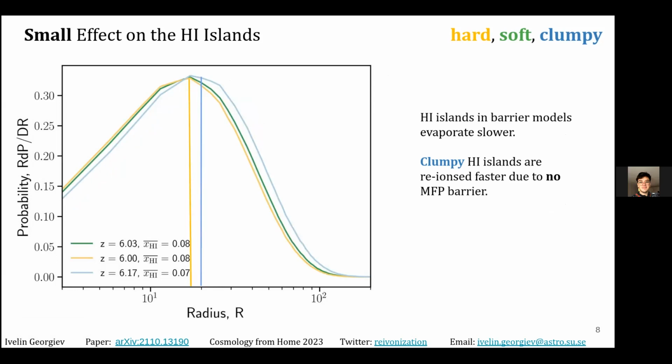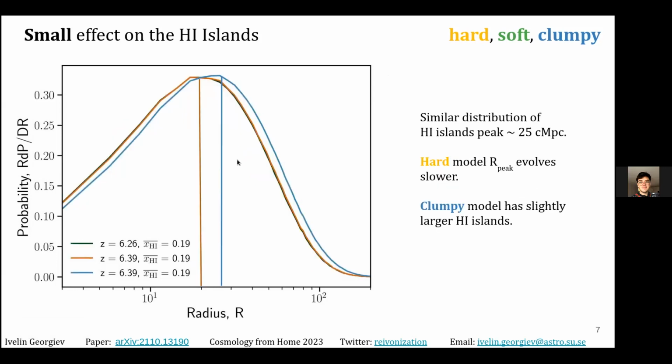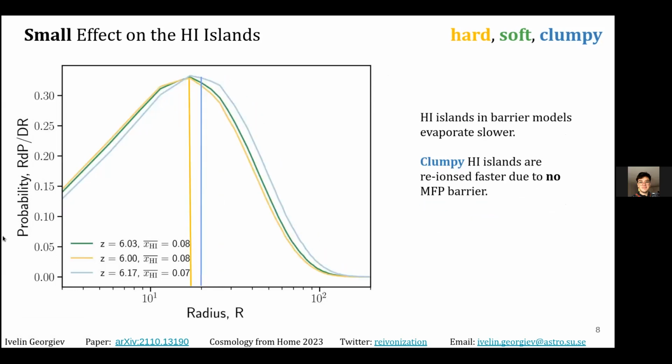The bubbles have sort of evaporated. Maybe I can go back. You can see this. It has gone down, while the yellow one kind of stays the same. So for the clumpy models, the neutral hydrogen bubbles are evaporating. So more and more sources are appearing. They're more unbiased as we go down in redshift, which helps evaporate these bubbles, while the hard and the soft barrier sort of impose a boundary. So even if there are sources closer by, they cannot interact if they are not up to that distance. This sort of relates to Olbers' paradox.